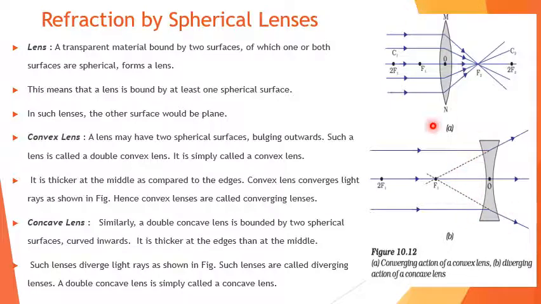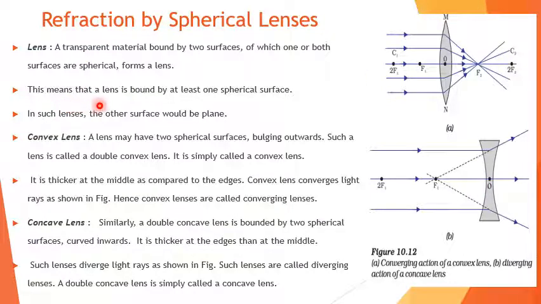Now we see the concave lens. In a concave lens, two concave surfaces are put together, one behind the other, and this gives rise to a concave lens. And here you can see it is just the opposite of convex. At the edges it is broad and in the center it is thinner. Okay, so let us study them one by one.